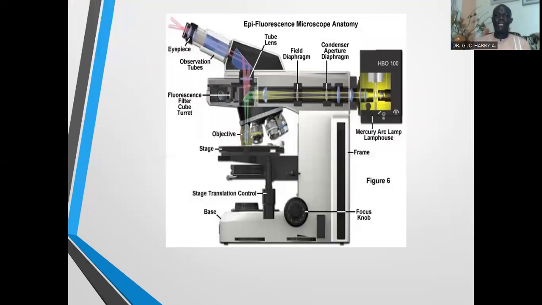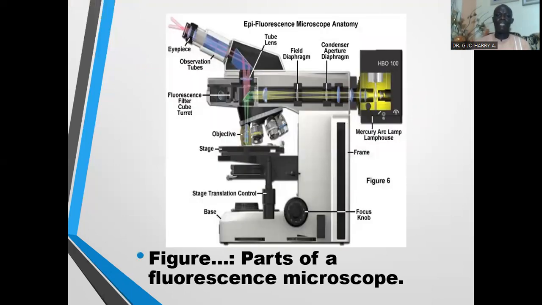Now here are the parts of the fluorescence microscope, having the eyepiece and the observation tube, the tube lens, the field diaphragm, the condenser aperture diaphragm, then the mercury arc lamp, lamp house, then the frame, and many other parts. These are the parts of the fluorescence microscope.